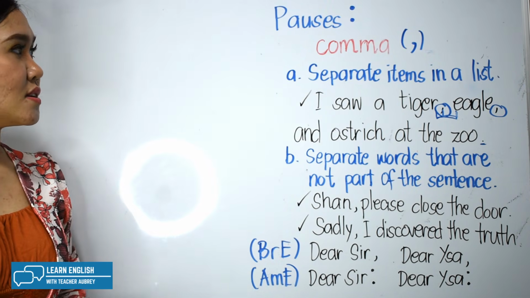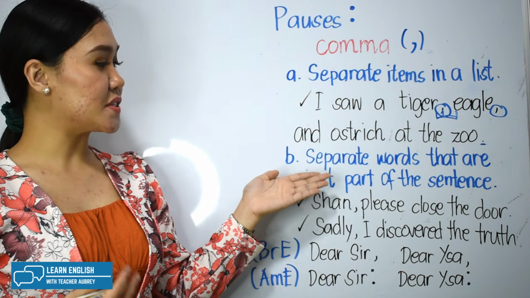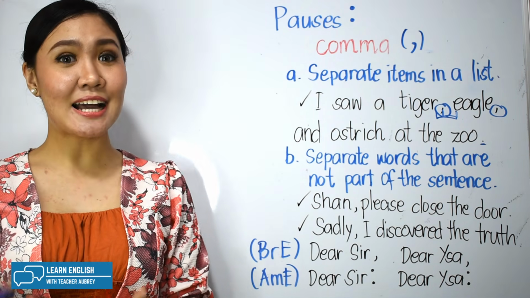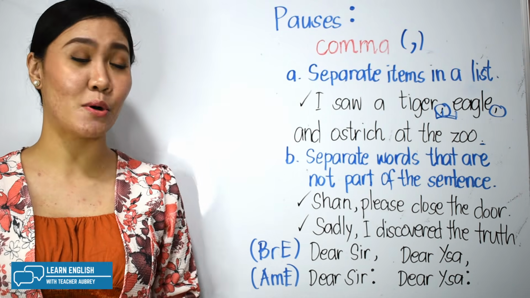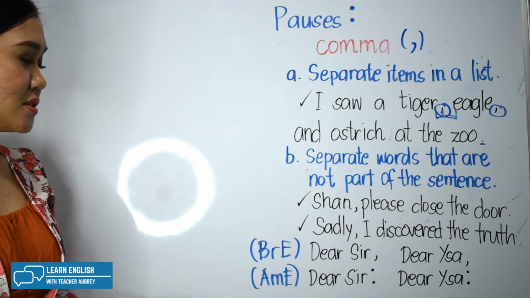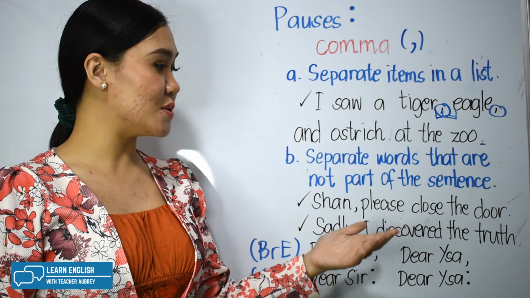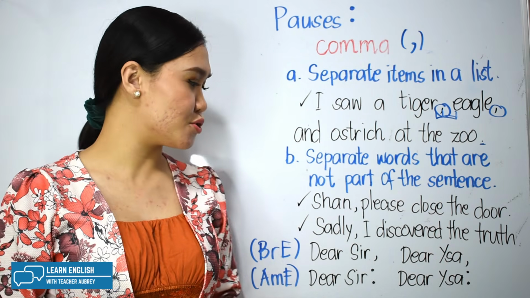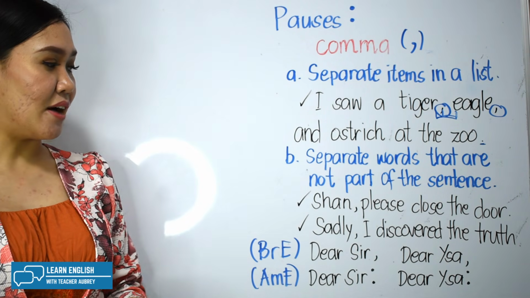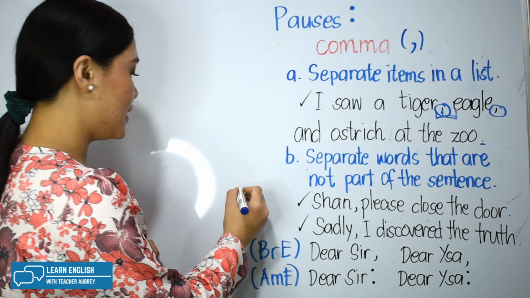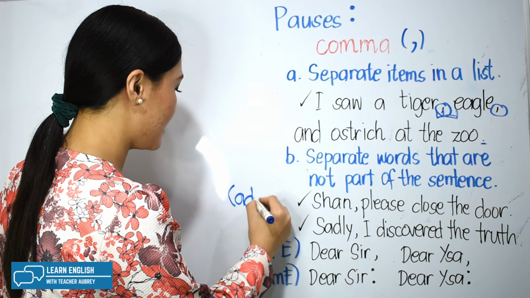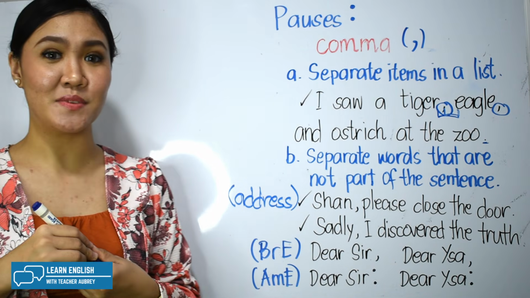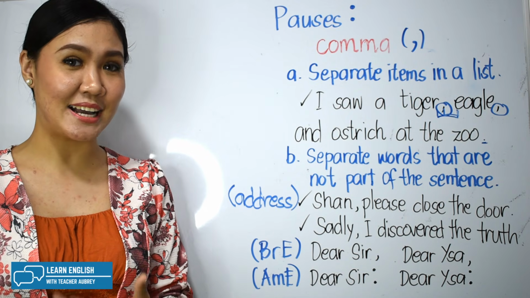And for the second use of comma, ginagamit din natin siya for separate words that are not part of the sentence. Dun sa mga salitang nakahiwalay na maaaring alisin siya sa bahagi ng pangungusap ninyo. Look at these examples. Shan, please close the door. Another is, sadly, I discovered the truth. At the first example we have is, Shan, please close the door. Dito, ginagamit ang comma sa mga address or dun sa mga pangalan na babanggitin mo sa pangungusap mo. Karaniwan, kapag may kausap ka, ginagamit mo ito.